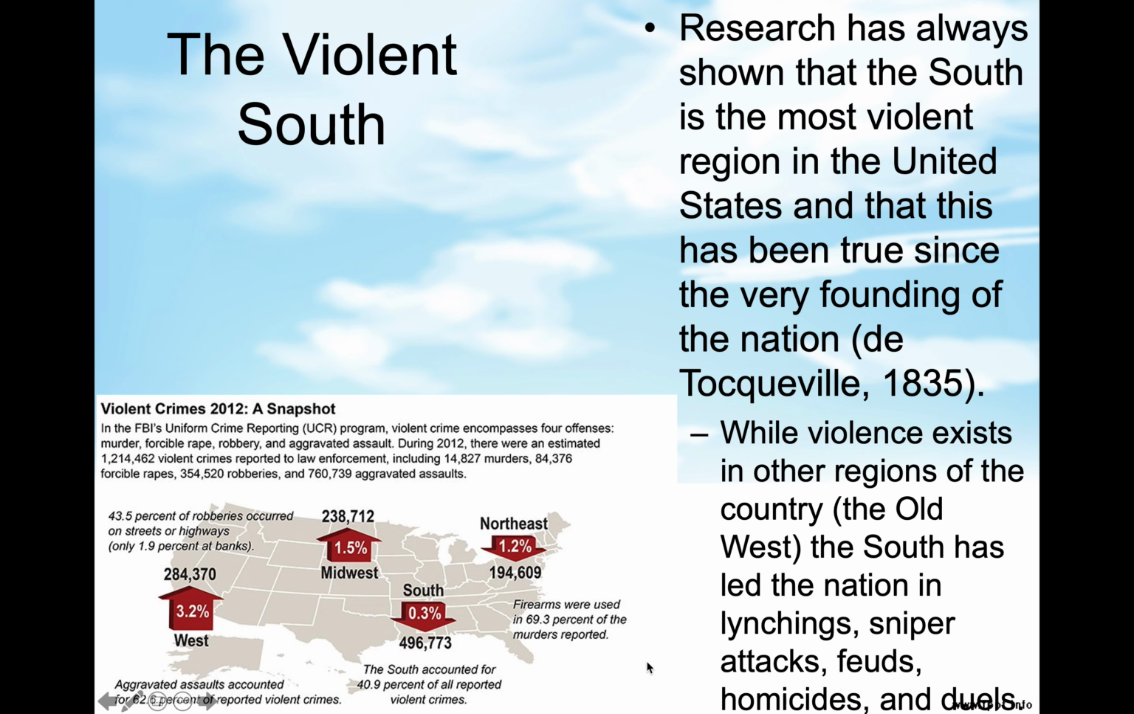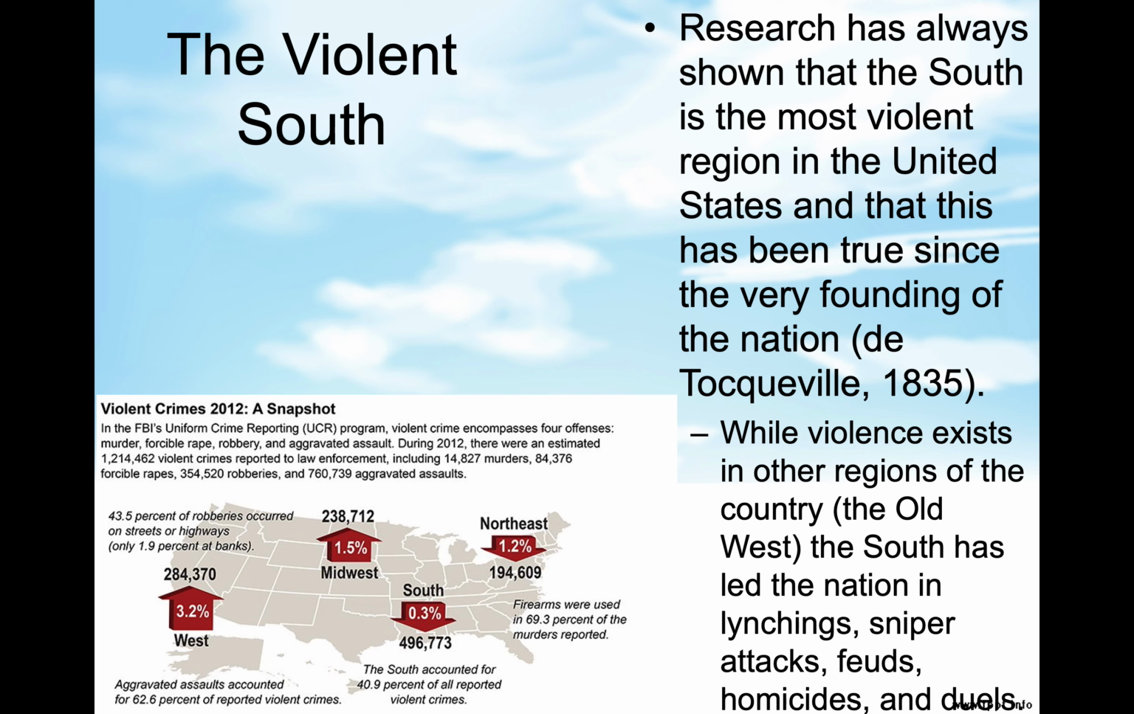This is the South. And as you can see, the South accounted for, what year is this? 2012 violent crimes. It had 40.9% of all the reported violent crimes occurred in the South. In the Northeast, 194,609 as compared to 496,773. The Midwest, 238,000. The West, 284,000.